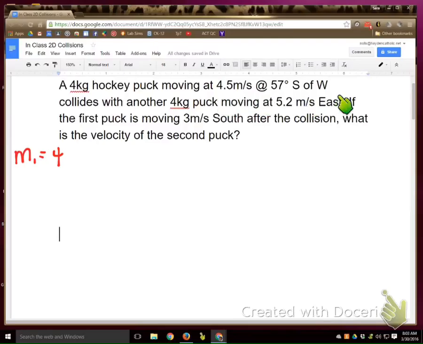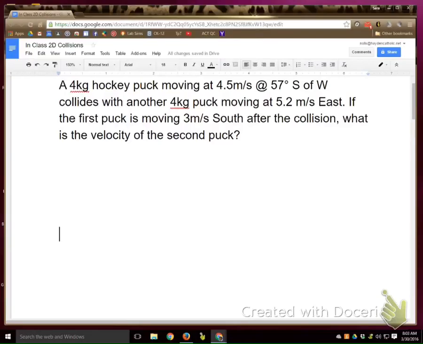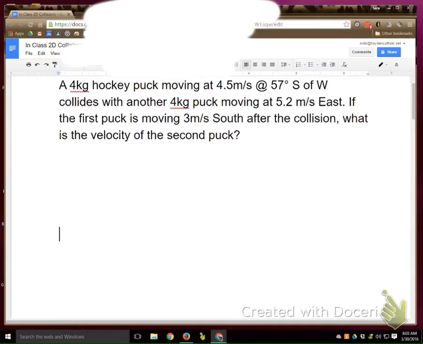What do we know about this right here? Yeah, we do have to break it up, but this is the initial velocity of our first object. So V1, we're going to break this up now. So let's go ahead and break that vector up. 57 degrees south of west. So I'm going to draw my vector in that direction.